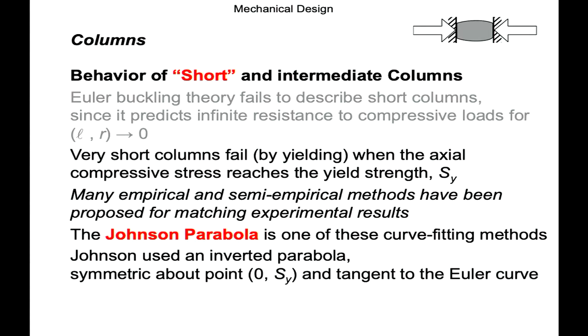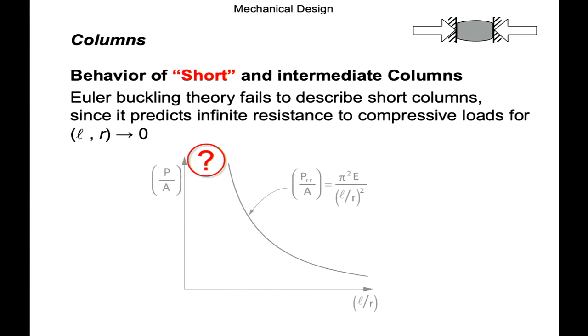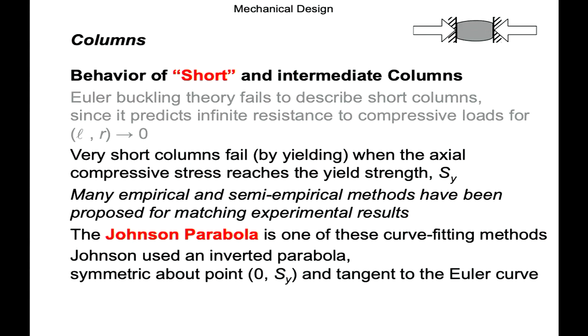So we could conceivably just have a horizontal line at S_Y, capital S for yield, and just put a horizontal line across. But it's not as simple as that. Of course, yield point is going to be a limit for ductile materials, for ongoing elastic behaviour. But as soon as we move out a little bit from that L on R equals 0 point, we can expect something else to happen. People who have read ahead will know that many methods have been put out there, but the Johnson parabola is the one that we'll worry about in this class.